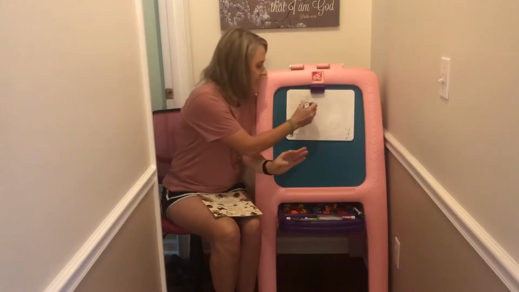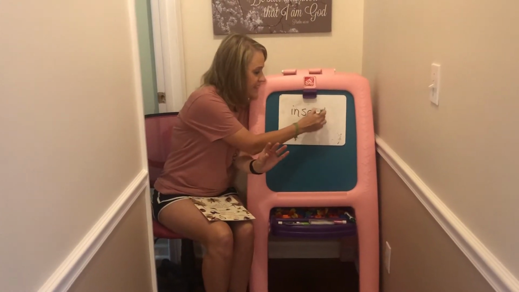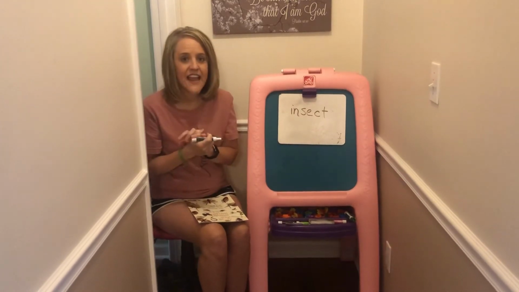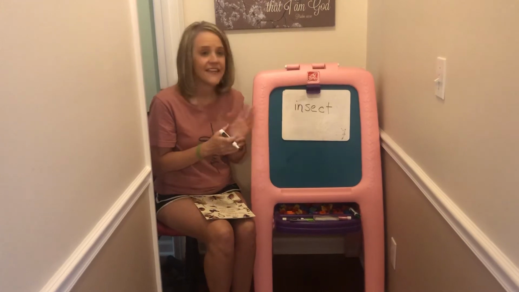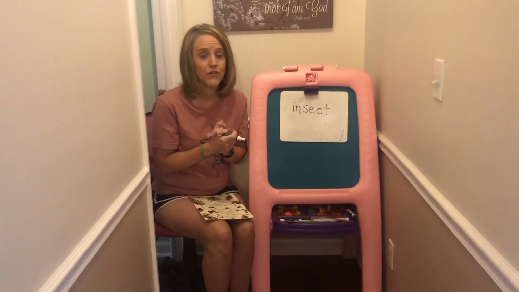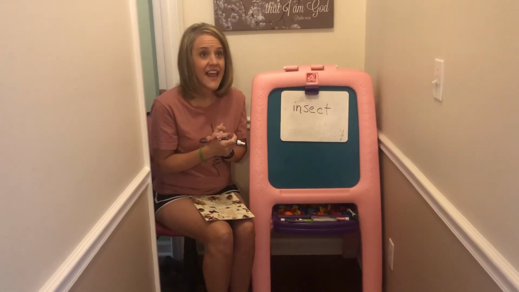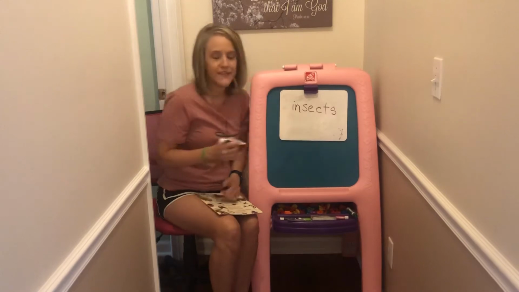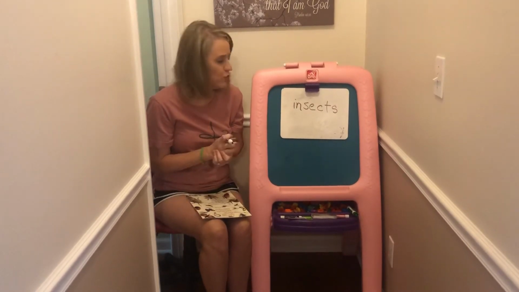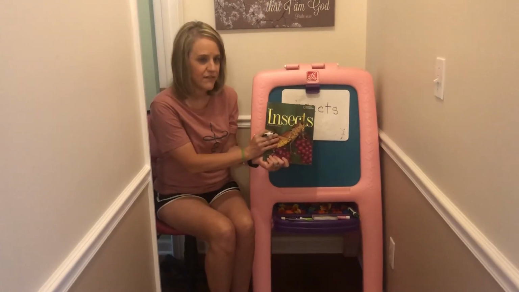S-E-C-T. Now write. S-E-C-T. Insect. Now, tell Miss Johnson out loud what we would need to add to the end of that word to make it more than one. If you said add an S, give yourself a pat on the back. When we add an S to a person, place, or thing, to a noun, it becomes more than one. So now it's insects, the same as our title of the book.